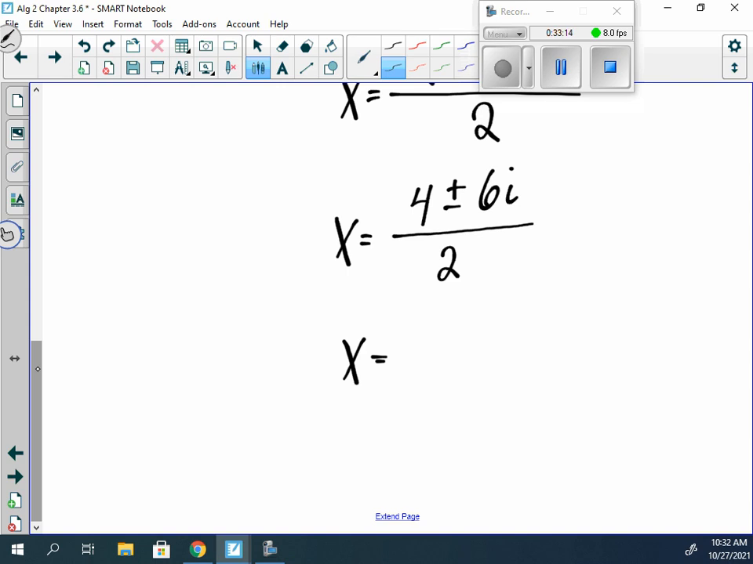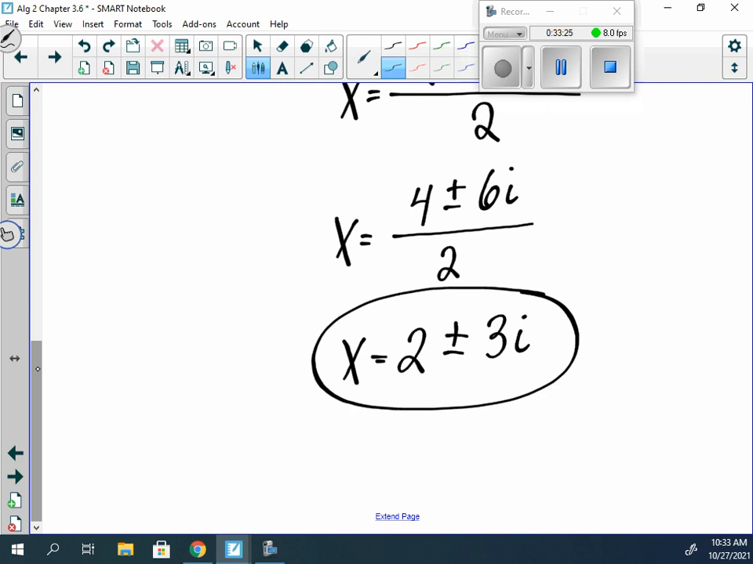Now, will both 4 and 6 divide by 2? So we can pull that out. 4 divided by 2 is 2, and 6i divided by 2 is 3i, so x equals 2 plus or minus 3i. Questions on this here?